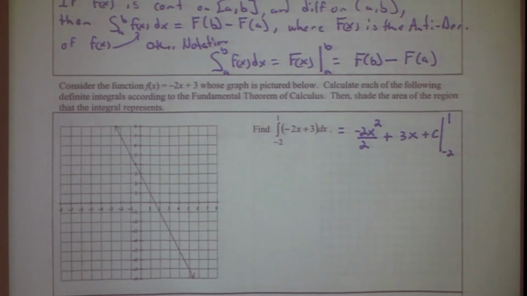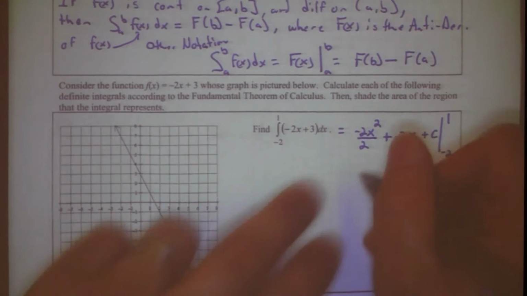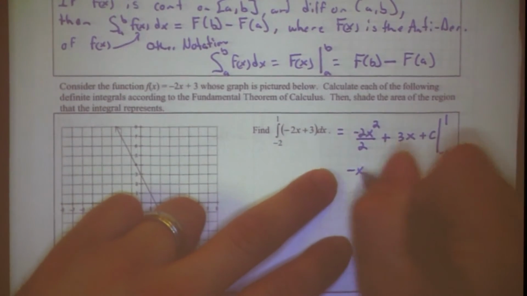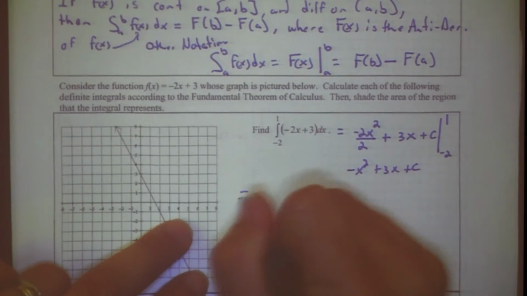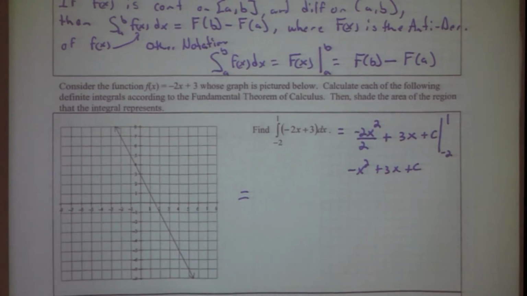Yes? We can rewrite that by simplifying it. Some of you can already do that in your head. So -x squared plus 3x plus c. And now we're ready to evaluate it. Now we can put equals, because what we're finding is the actual value of that integral. We're not approximating anymore. Alright?